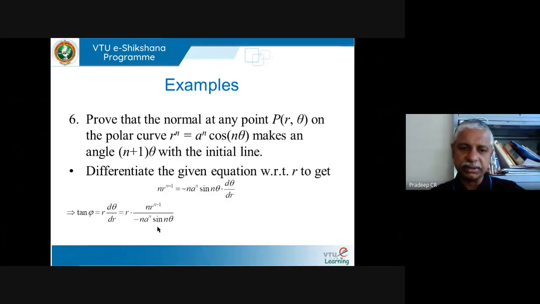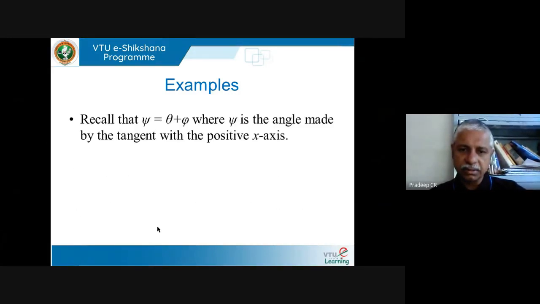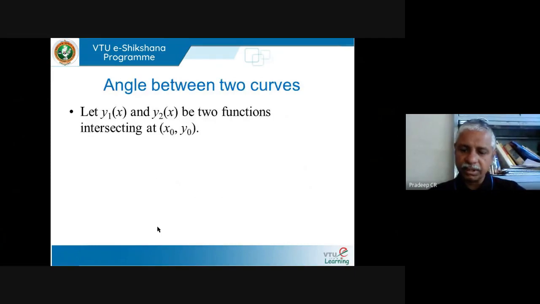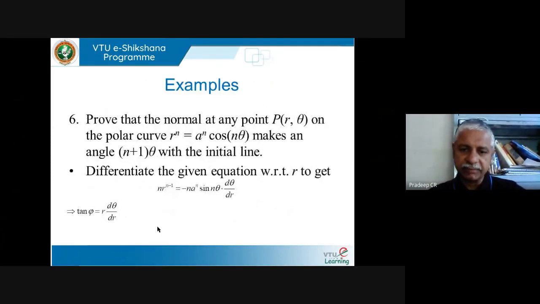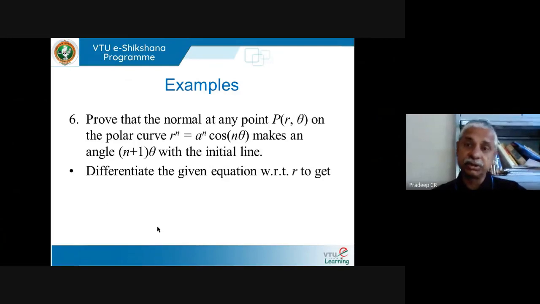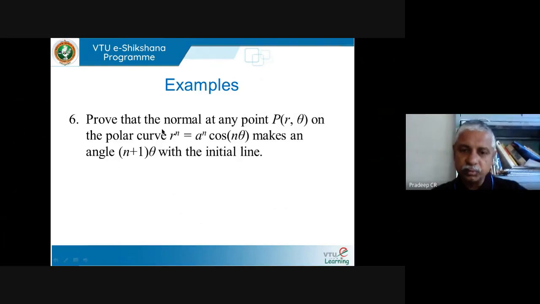How many more examples are there? Let me check. Okay, maybe there is only one more example. This I will very quickly go through without showing you any GeoGebra implementation, because that's what will take time. This part is very easy. Prove that the normal at any point P(r, theta) on this curve makes an angle (n plus 1) theta with the initial line. That means you are given a point on the polar curve, and if you draw a normal to the curve at that point, it makes this much angle with the initial line, is what the question is.